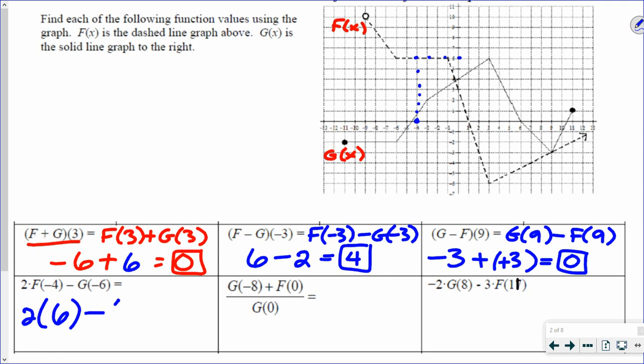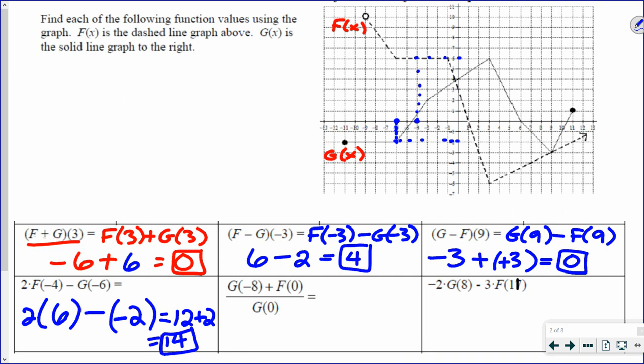Okay, minus, and I have to find g of -6. So here's -6 on the x-axis. I'm going to go down to the solid graph, over to the y-axis, and I can see the y coordinate equals -2. And then I'm just going to follow order of operations. This will end up equaling 12 plus 2, which equals 14.